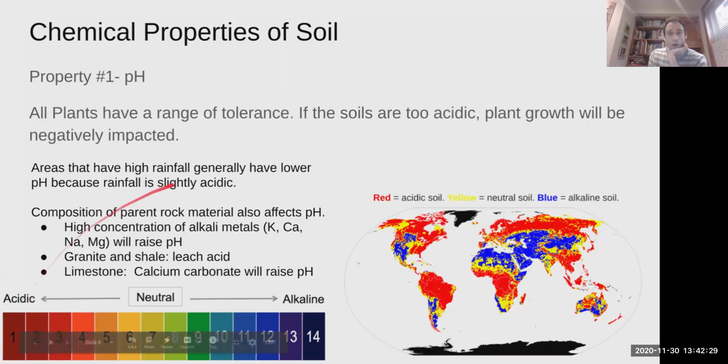But because all plants have this range of tolerance, if soils get too acidic or too alkaline, plant growth will be negatively impacted. And at a certain point, all plants will die. At a certain point, plants cannot survive at a pH that is completely outside their range of tolerance.